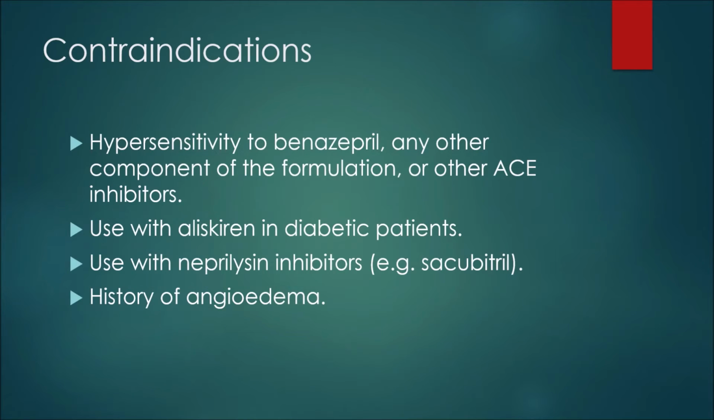With respect to contraindications or reasons we would not be able to prescribe benazepril, we wouldn't give this medication to a patient who had a hypersensitivity to benazepril, any other component of the formulation, or other ACE inhibitors. This medication is not to be used with aliskiren in diabetic patients. It also should not be used with neprilysin inhibitors such as sacubitril. As well, patients with a history of angioedema would not be prescribed this medication.